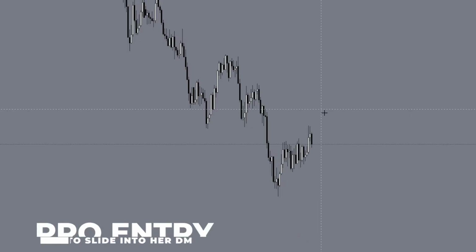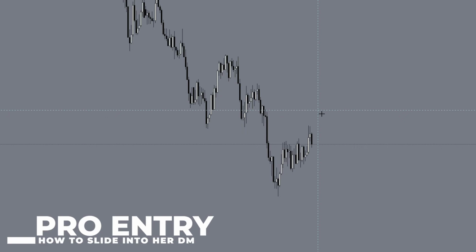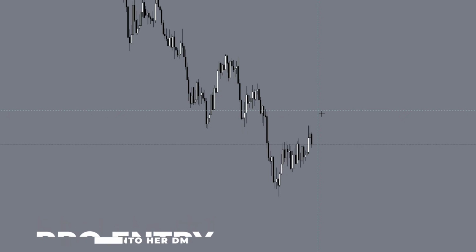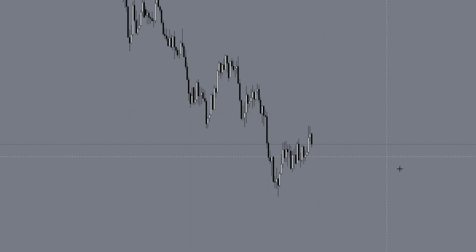Next, I'm going to give you all an example of how I would use the fib tool to actually get an entry. And again, we're just going to use Euro USD right now because I have it up already. And we will rewind it. I know we're kind of cheating because we already know where it goes, but come on now, just for an example.